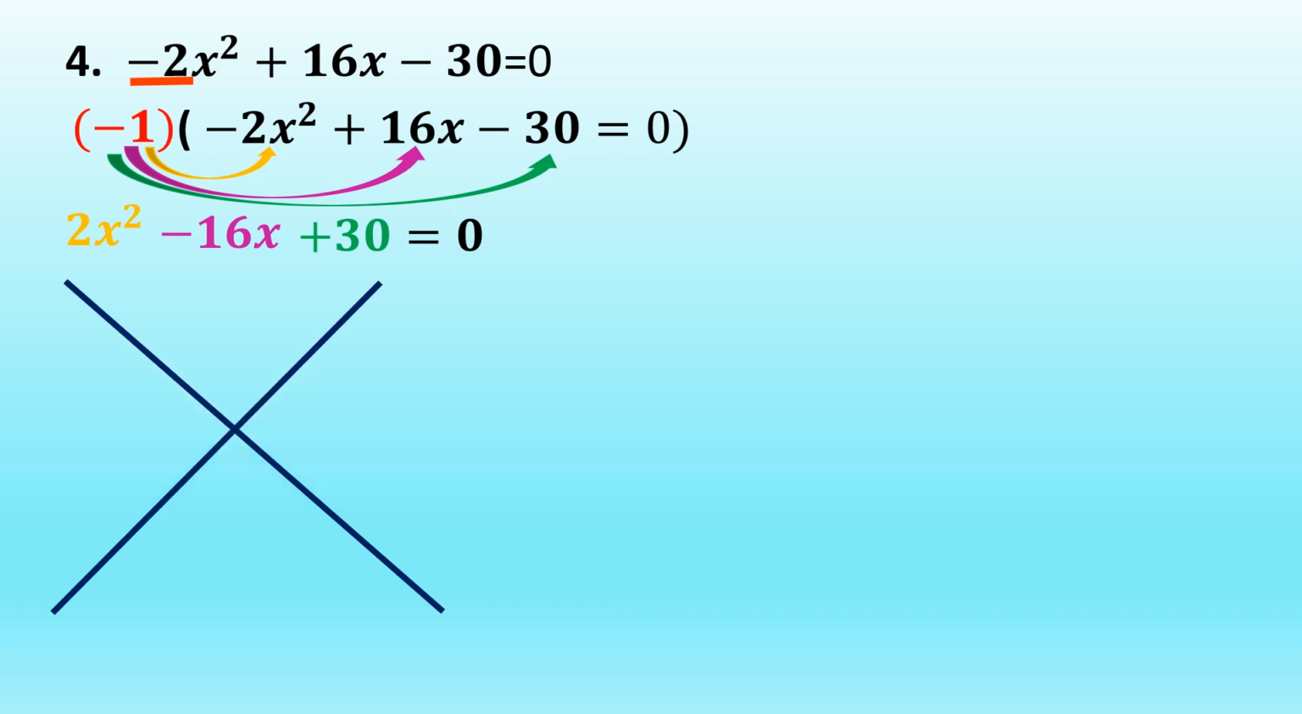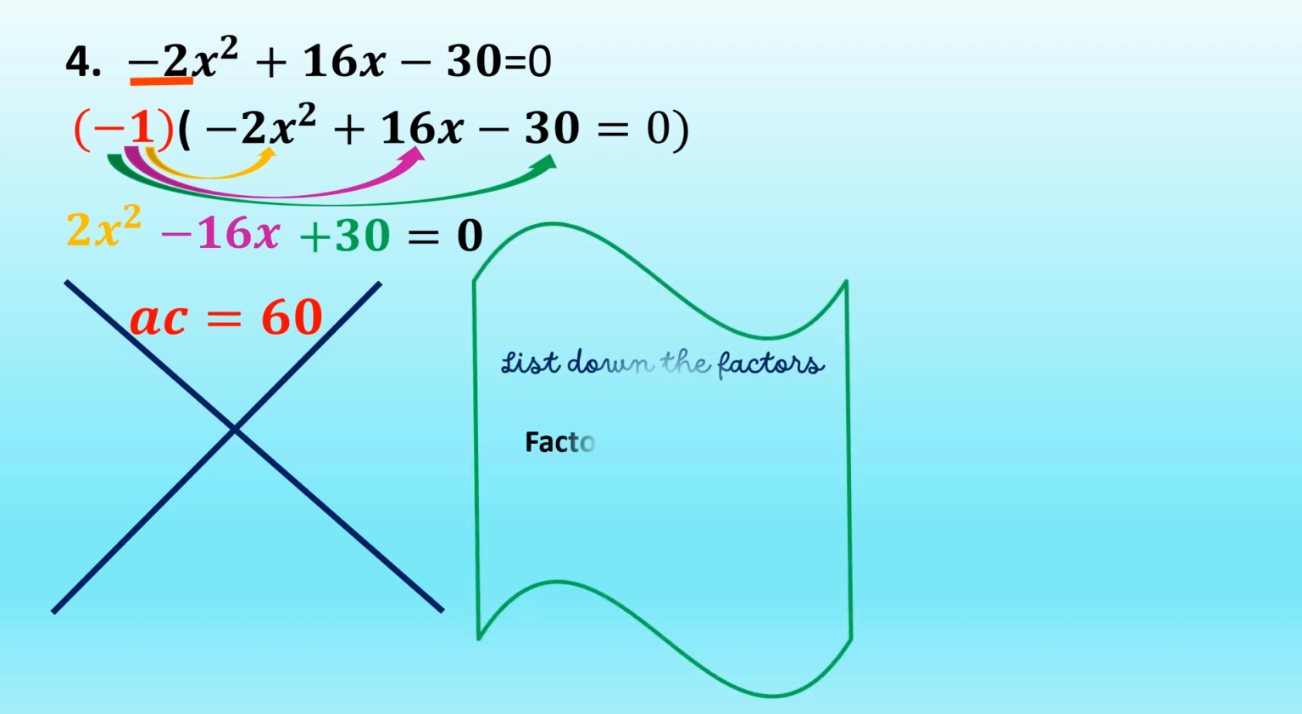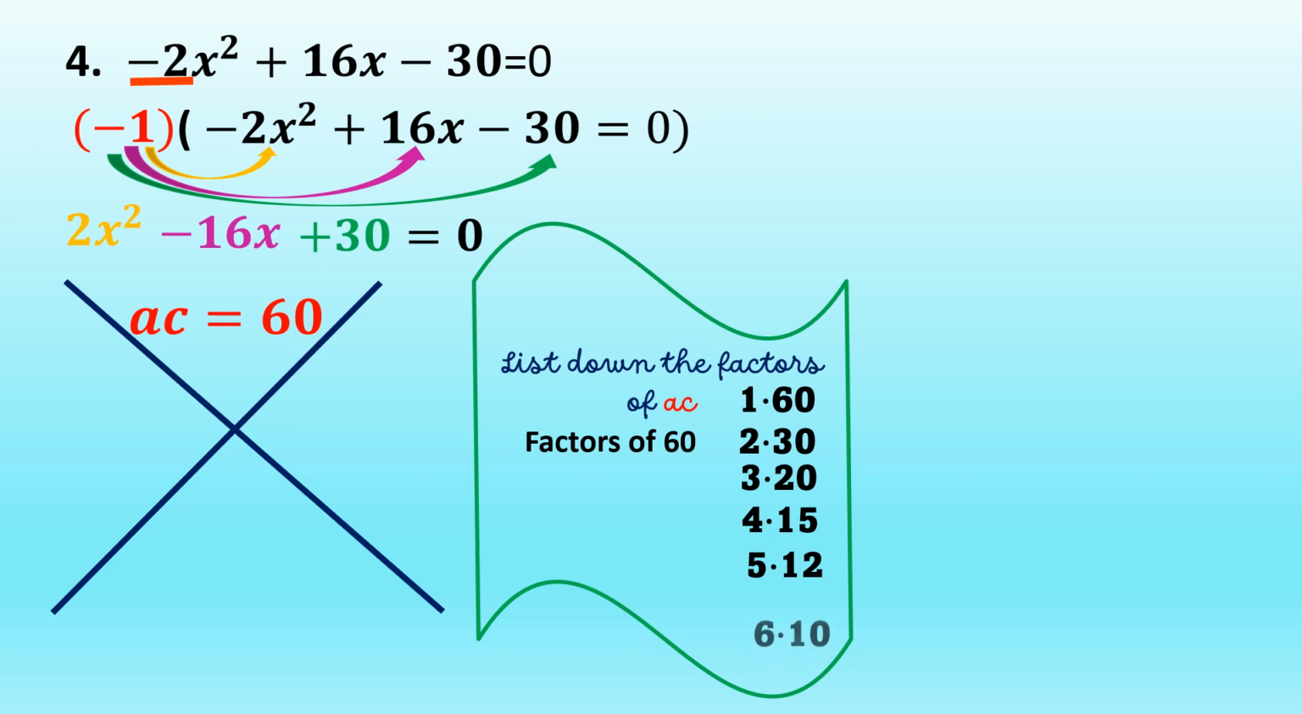So the product of our A and C is 60. That is 2 times 30. The factors of 60 are 1 and 60, 2 and 30, 3 and 20, 4 and 15, 5 and 12, and 6 and 10. The value of our B is negative 16. So which of the pair of factors will have a sum of negative 16?